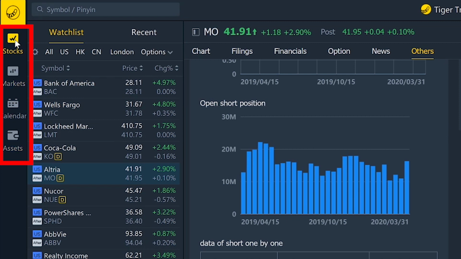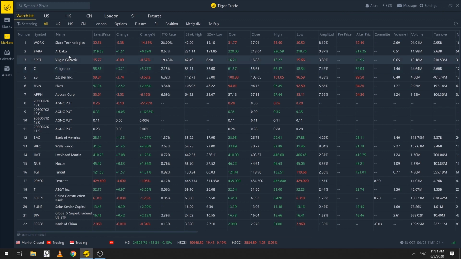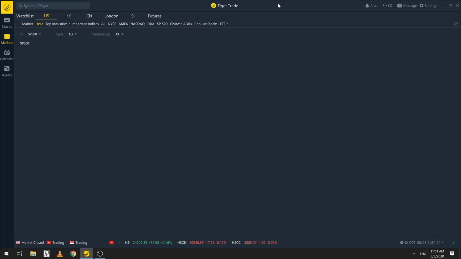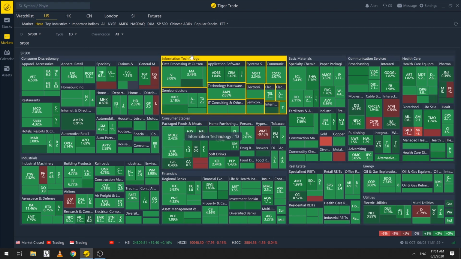We have 4 icons here that say stock, markets, calendar, and assets. If we click on the market tab, what we'll see is my current watch list that I've built for myself. This is a list of companies that I'm looking to purchase within the next few months, or maybe a few days, depending on how the market is. And if we go to the US tab, we are able to see the overall market heat for the last trading day itself. As we can see, the market is pretty green. This gives you a quick summary of how the market is performing without going too in depth.